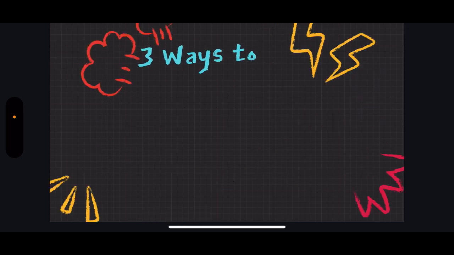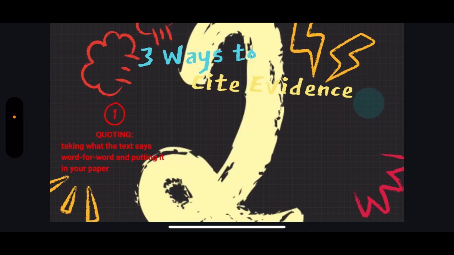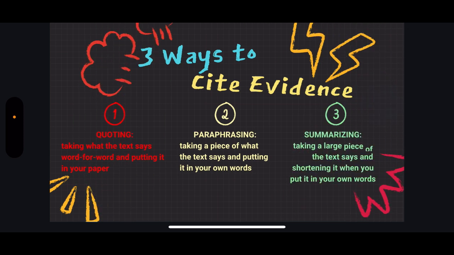When we cite text evidence, there are 3 ways to do it. The first way is by directly quoting the text, which is taking what the text says word for word and putting it in your paper. The second way is paraphrasing the text, which is taking a piece of what the text says and putting it into your own words. The third way is summarizing the text, which is taking a larger piece of what the text says and shortening it when you put it into your own words.